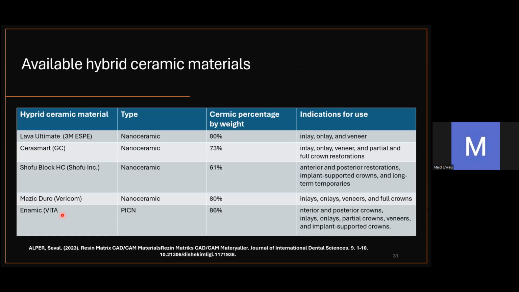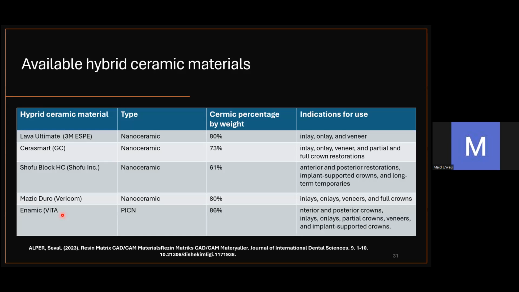This table summarizes the currently available hybrid ceramic materials, provided by Alper and Sival in 2023 in their review. You can see 5 types. 4 of them belong to the nanoceramic. You can see the Vita Enamic is the only one listed under polymer infiltrated ceramic network. You can see in this table the ceramic percentage by weight for each material. You can see also the indications for use for each material.